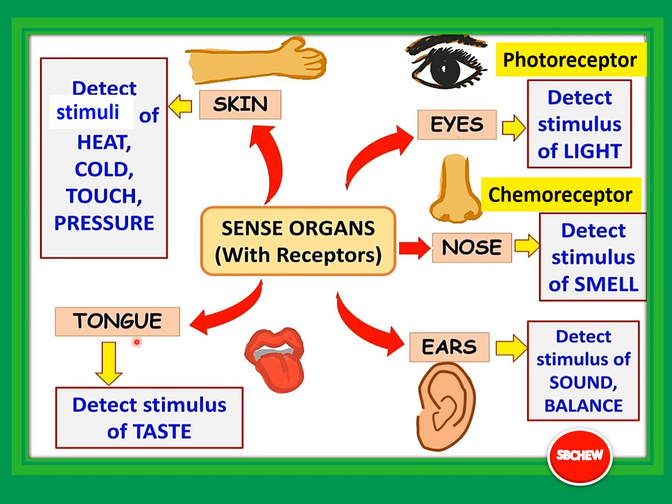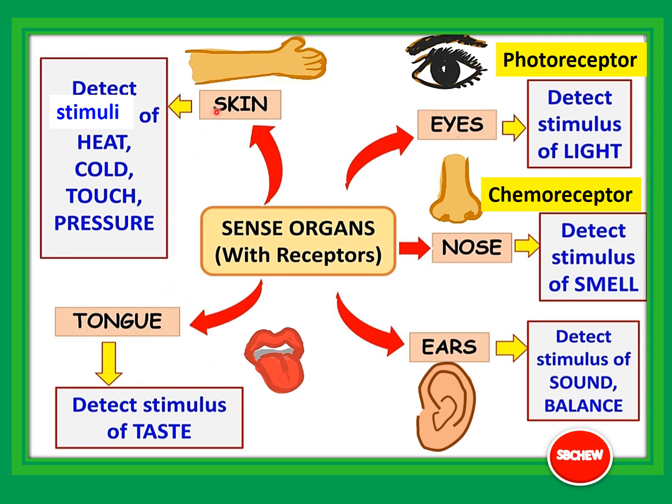Then we come to the tongue. The tongue has also got different chemoreceptors to detect the stimulus of taste. As we eat the food, it contains different types of chemicals that will stimulate the taste buds. So the taste buds contain these chemoreceptors too, but of a different type, to detect the different chemicals in food, and that causes us to be able to taste the food, whether it is sweet or sour or bitter and so forth.